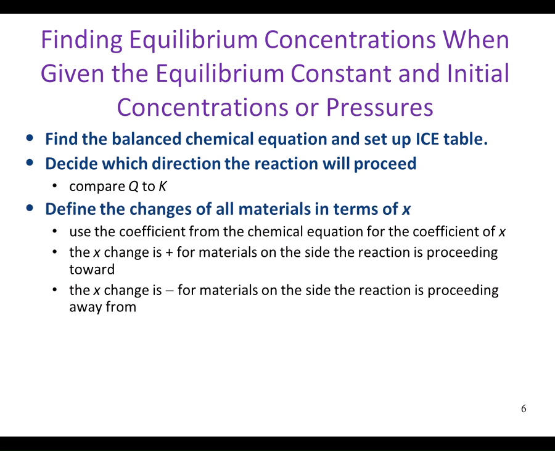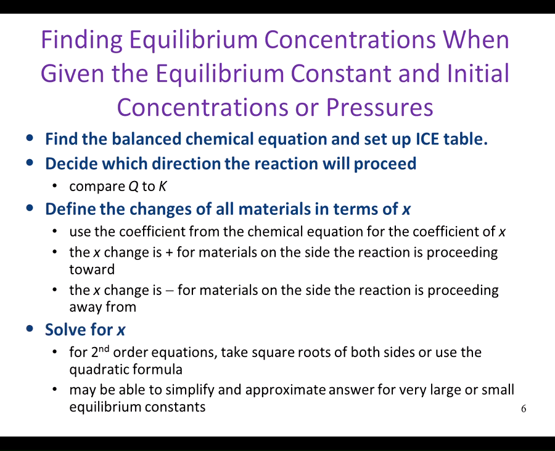And then we've got to define the changes of all those materials in terms of X, so we basically use X to show how things are changing. Then we're going to have to solve for X using either the quadratic formula, or we may be able to simplify and approximate answers for very large or small equilibrium constants. But the only time we can do those approximations is when the K value is very large or very small, and even then we have to check to see that the approximation is valid.